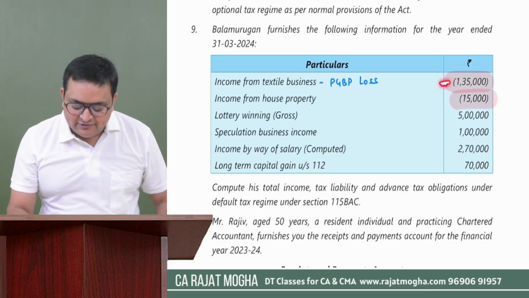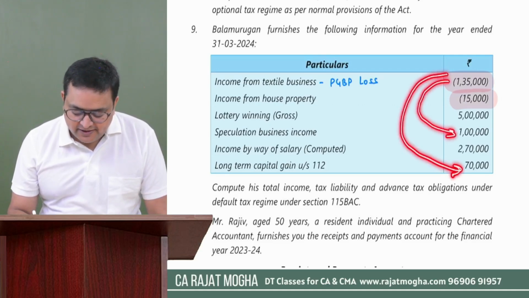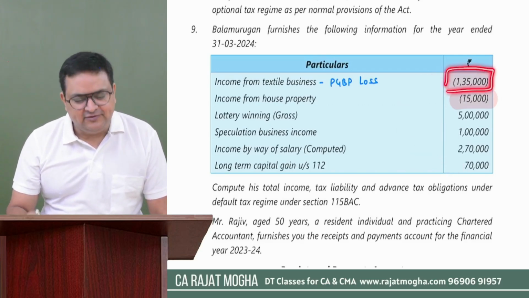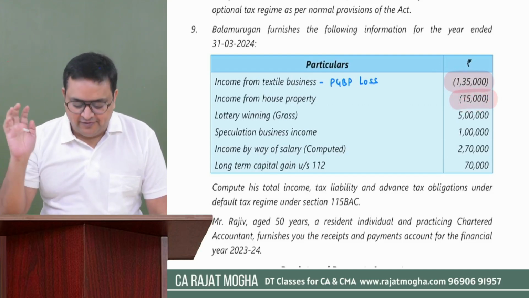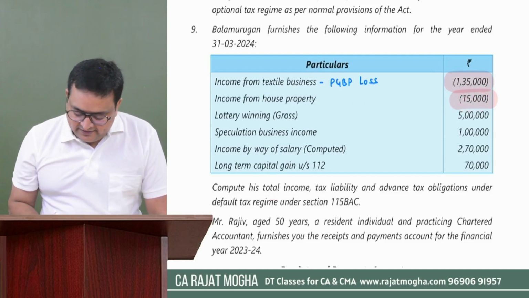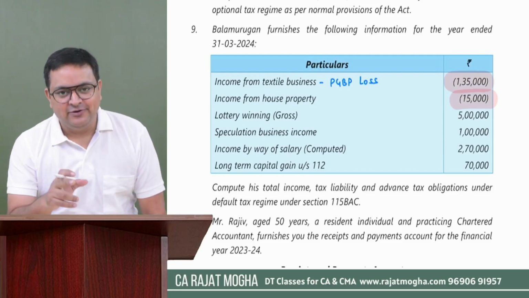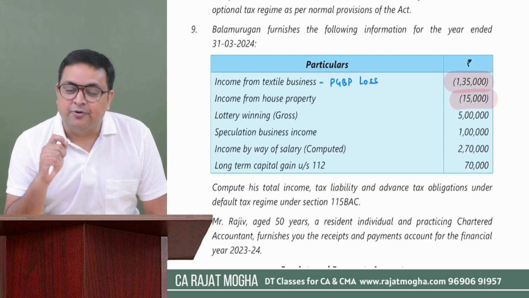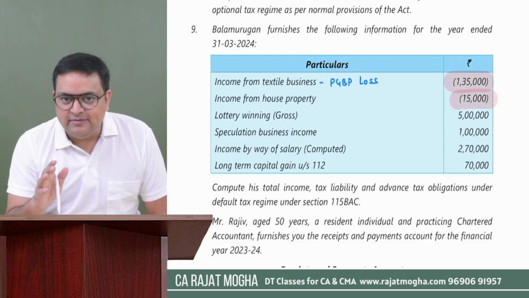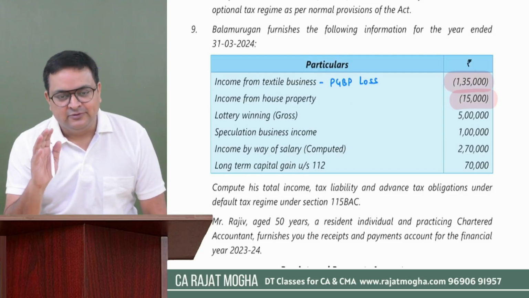So of this 1,35,000 loss, 1 lakh will be set off from here, and 35,000 can be set off from here, right? So this loss will be set off this year itself, but the 15,000 rupees loss we have to carry forward. So let's start with this question also. And I would again request you to pause the video and do this question. These types of questions are very important for examination. You can see past year papers, you will find such questions there, right? So let's start with this.